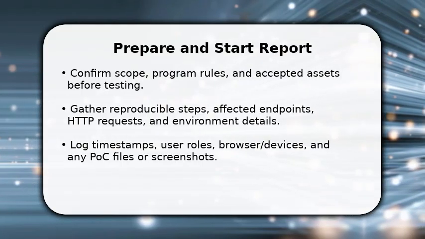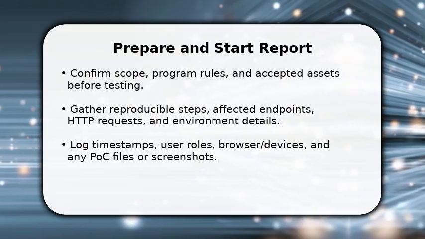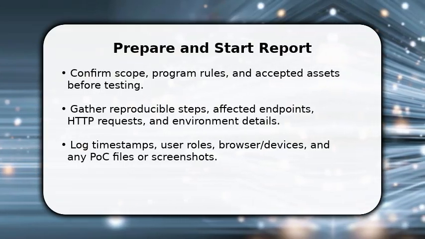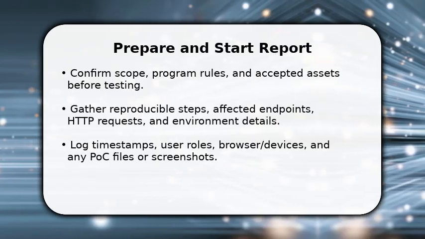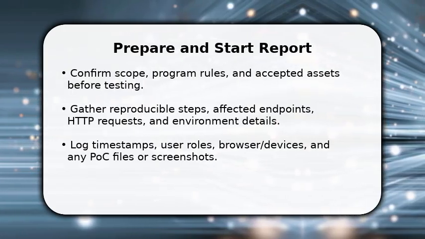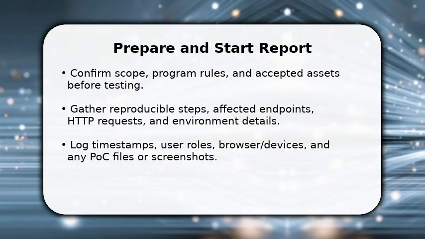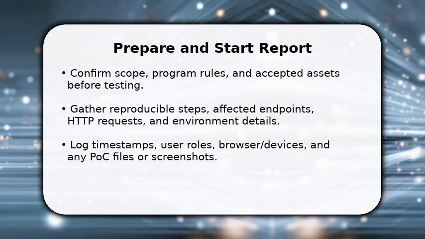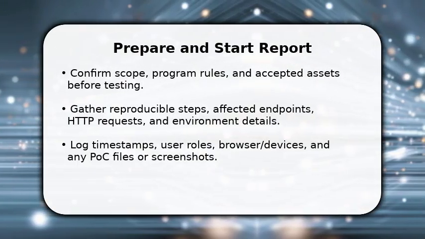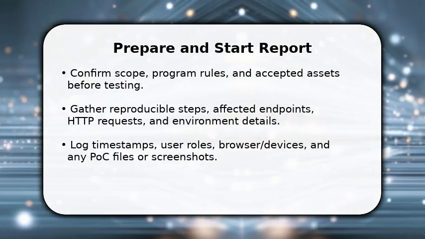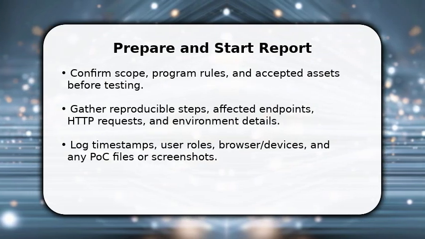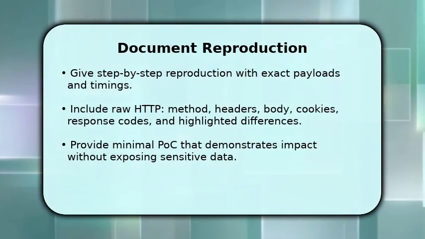Make sure to attach initial evidence, full request/response, screenshots, and any crafted inputs. Include environment notes like browser, OS, and user role. Start writing the detailed reproduction steps while the data is fresh, so you avoid missing critical request parameters or timing details. Now you document reproduction precisely.